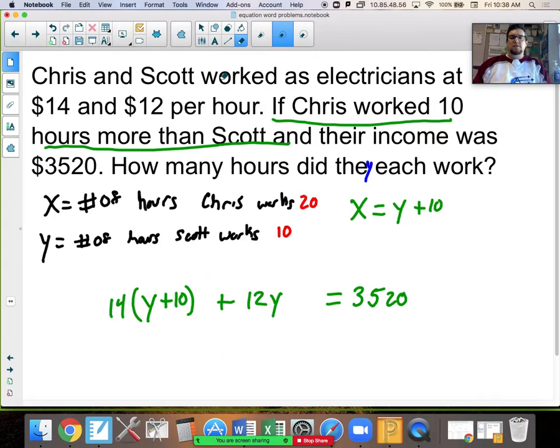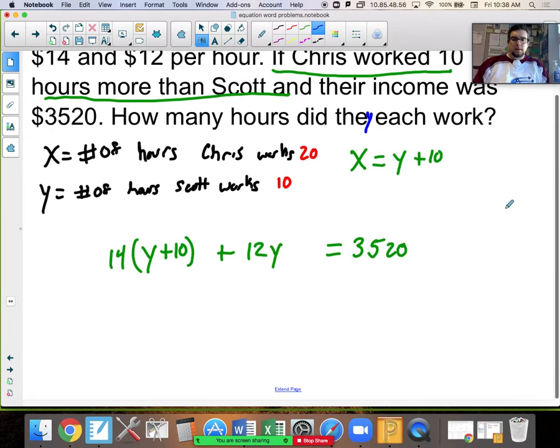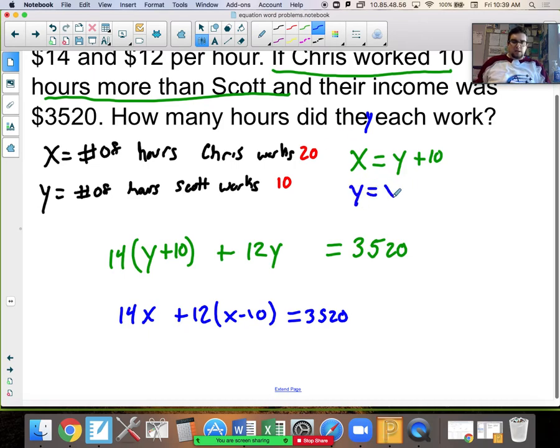One other way you could have set up this problem, and you get the same answer in the end, is we could have 14x plus 12 times x minus 10. This is saying basically the same thing. Instead, we're using Chris's number of hours to relate it to Scott's. So we're saying Scott's hours are Chris's minus 10. So either way, we could solve it and get the same answer. I'm going to stick with the green one, though, because I wrote it first.